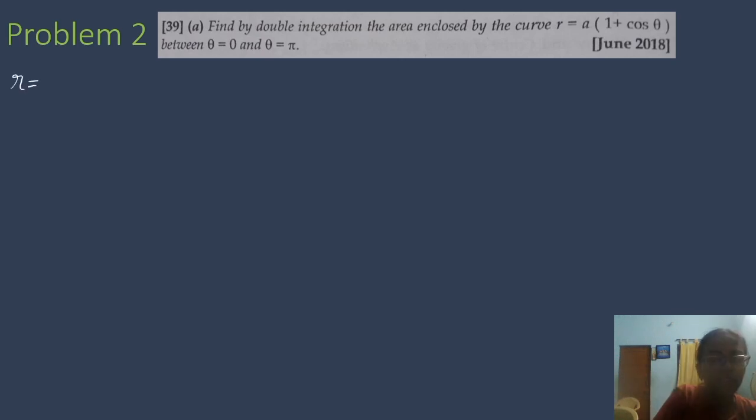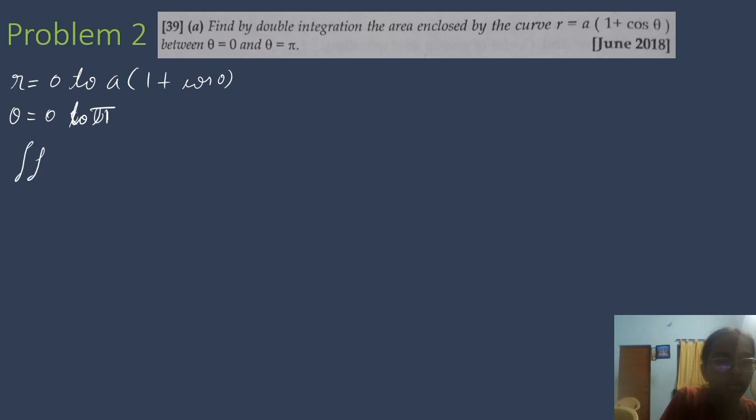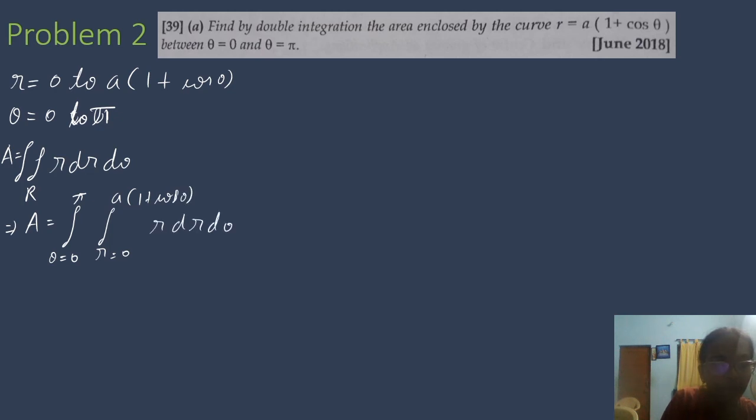So here r varies from 0 to a into 1 plus cos theta, and in the question it is given that theta is from 0 to pi. So we know that the equation to find area enclosed by a curve in polar form is A equals double integration r dr d theta. Now we have the value of r as a into 1 plus cos theta. So we shall get the equation by applying the limits as theta equals 0 to pi and r equals 0 to a into 1 plus cos theta, into r dr d theta.